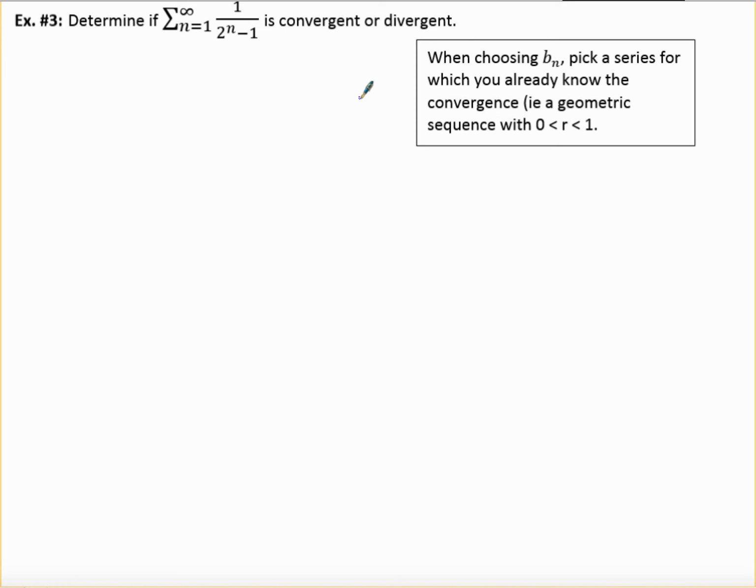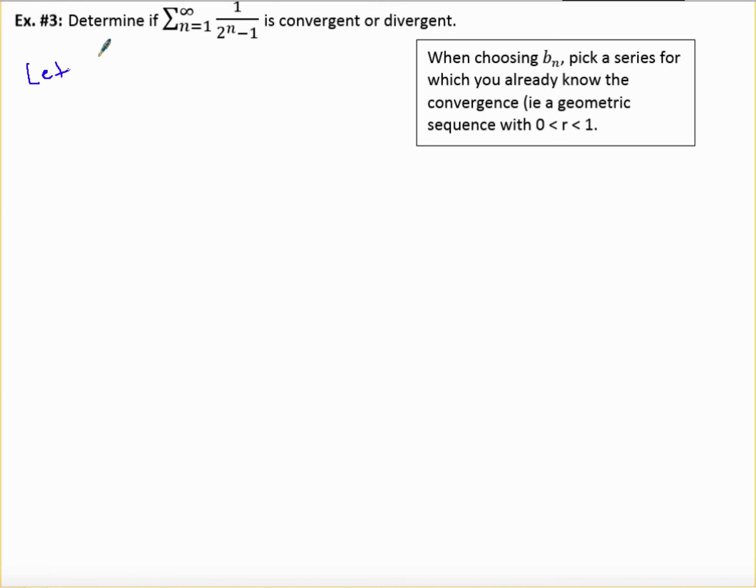Okay, so let's determine if this is convergent or divergent. Now, you are only given one series here, right? So when you are going to use the limit comparison test, pick a series that you already know the convergence about. And I think it's a good idea to pick one that does converge. So looking at this problem, what series do we know that converges? Well, I think we can use the same one we used on the last problem.